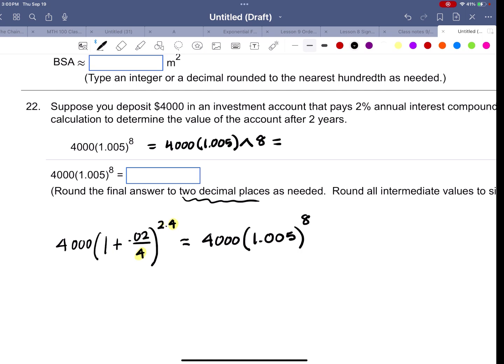Check this out. If I type in 4,000, parentheses, 1.005, close your parentheses, use your exponent key to the 8th, it will give me 4162.828176. But they want me to round it to the nearest penny, right? 2 decimal places would be tenths, hundredths would be pennies, so 4162.83. We're talking about dollars here, so that's how much money you would have after 2 years if you had invested that money. $4,162.83.